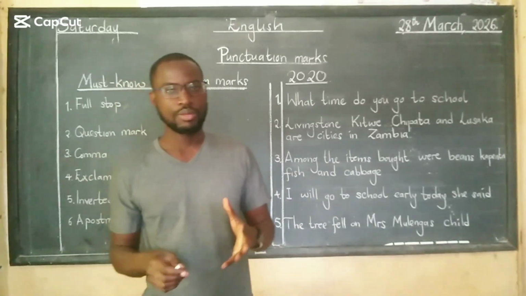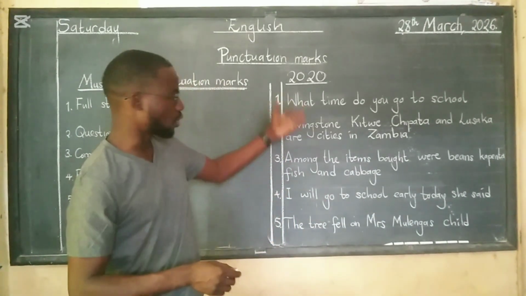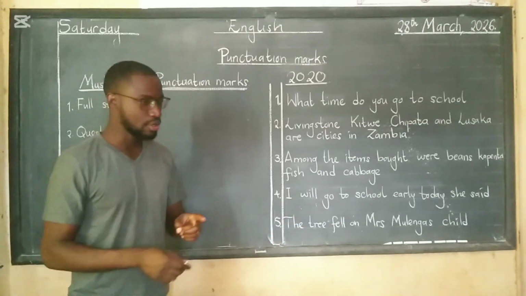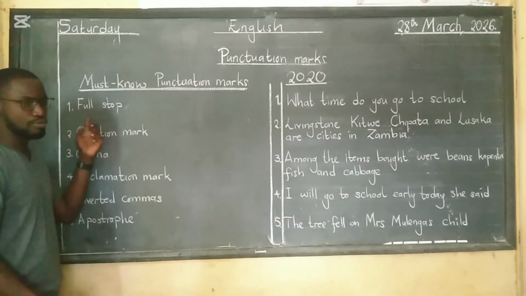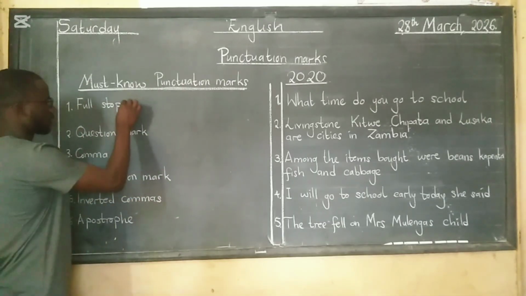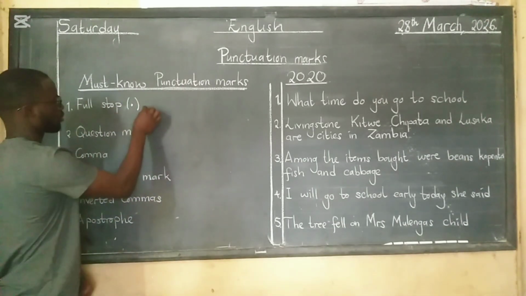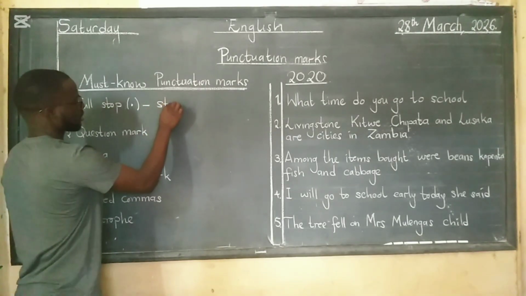Let's see if we can do some English punctuation one more time. Before we do any examples, let's recap. So number one, we spoke of the full stop. I showed you how it looks. It looks like this. And I said that the full stop is used for statements.